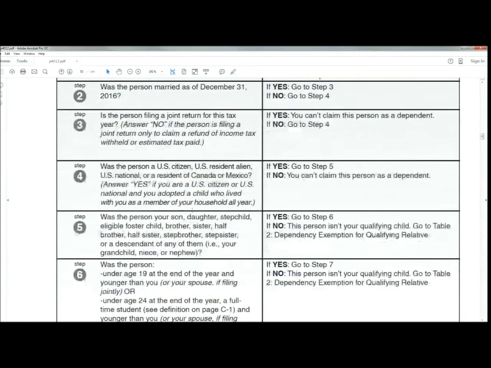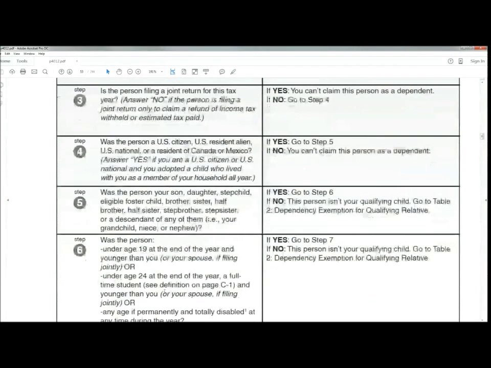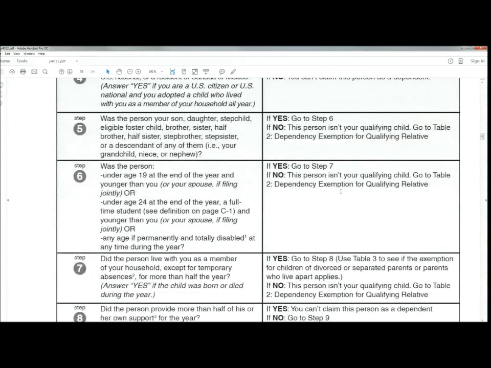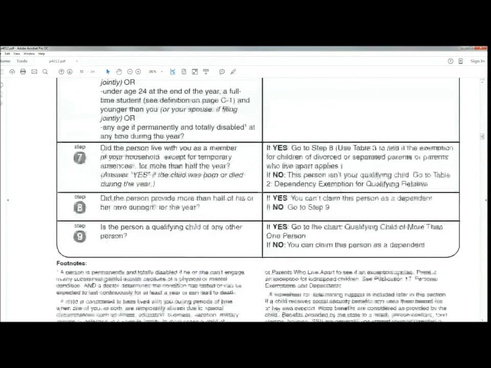Was step 5, was Brittany her daughter? Yes. Was Brittany under age 19? No. Under age 24? No. Totally permanently disabled? No. Okay? If no, this person is not a qualifying child. So qualifying child has failed for Jane looking at Brittany. All right? Then go to Table 2, dependency exemption for qualifying relatives.